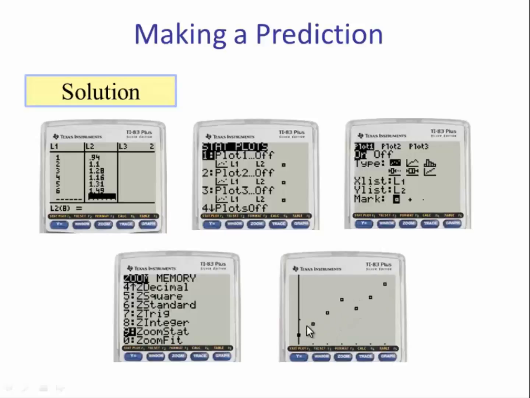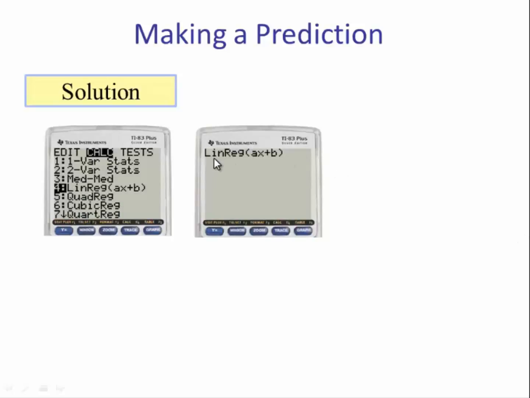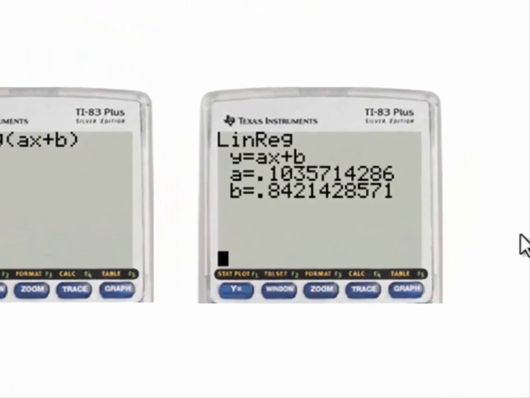This does look like roughly a linear pattern. To find the model that fits this linear pattern, we hit the stat button. We use the right arrow key to calculate, then number 4, which is linear regression. We hit enter. This pastes the linear regression command in the home screen. Hit enter again, and then we have our line of best fit. A is the slope, B is the y-intercept.